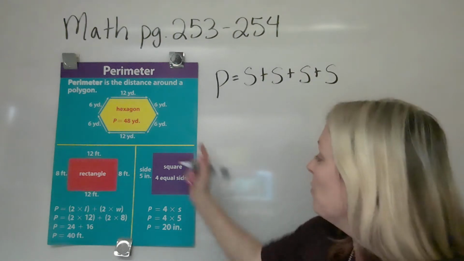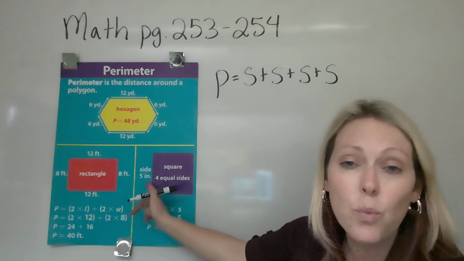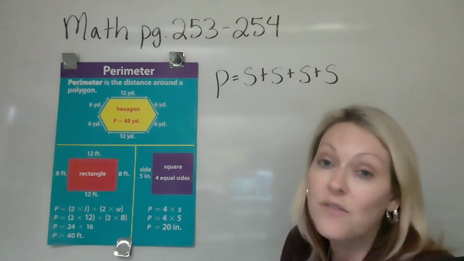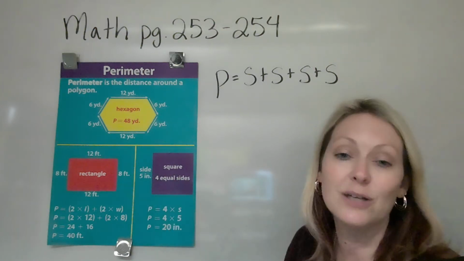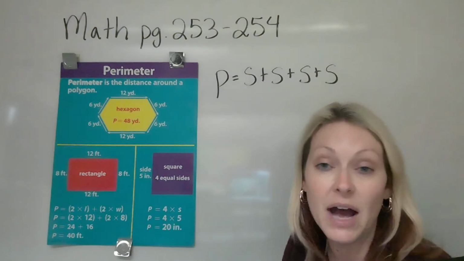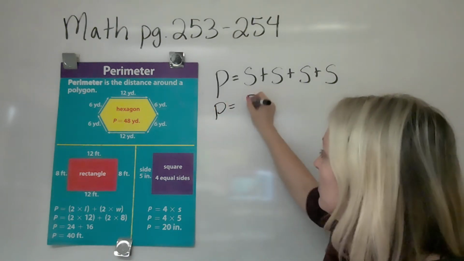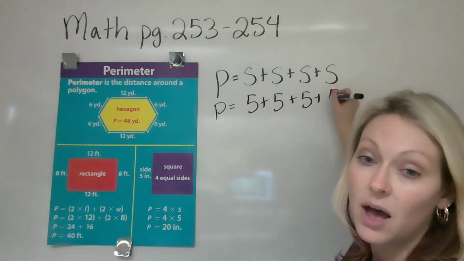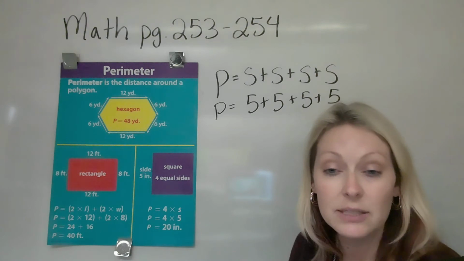Now, that would be whatever the side is. This right here only gives you one side, which says 5 inches. Well, that's because if it's a square, you know that every single side is equal and they all are 5 inches, right? So you could go P equals 5 plus 5 plus 5 plus 5, right? And then you could add those all up to get your answer.